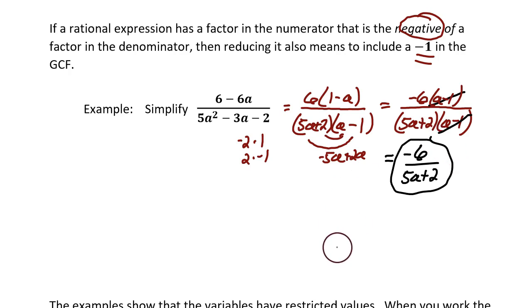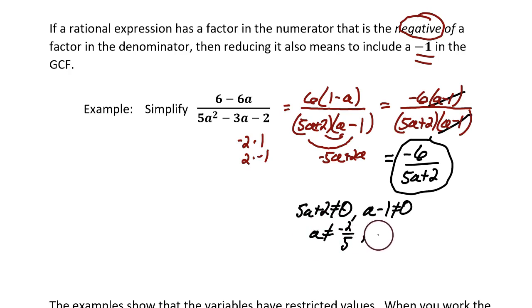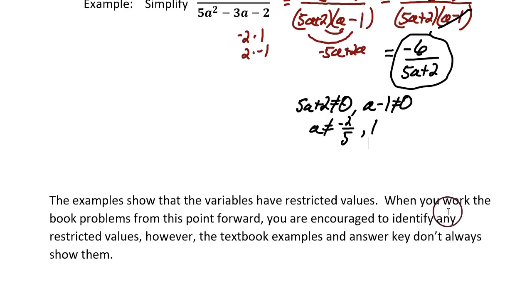Because there are variables in the denominator, there are restricted values. The 5a plus 2 cannot equal 0, and the a minus 1 cannot equal 0. Solving both, we get a cannot equal negative 2/5 or positive 1. The examples show that the variables have restricted values. When you work the book problems from this point forward, you are encouraged to identify the restricted values. However, the textbook examples and answer key are not always going to show them.